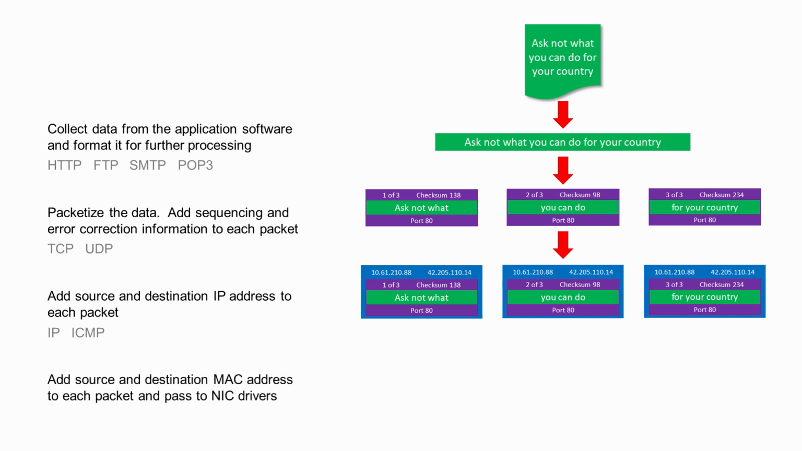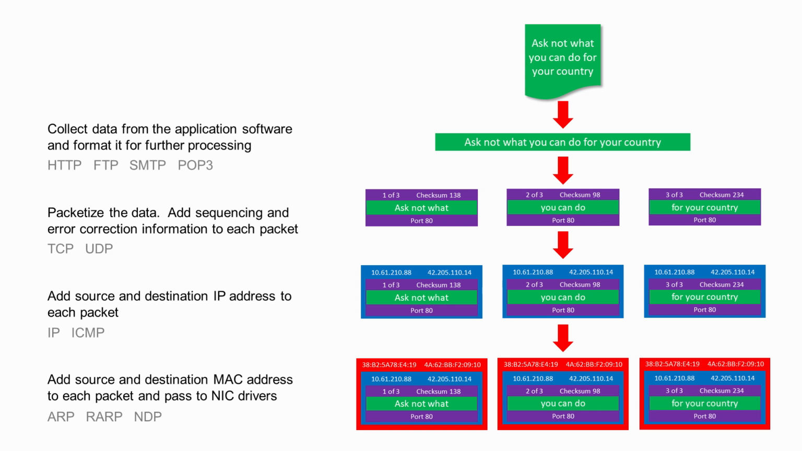Finally, the source and destination MAC addresses are added to each packet. MAC addresses are essential for Ethernet communication on a LAN segment. Each IP packet is now enclosed within an Ethernet frame. Think of this as a package inside a package. ARP is an example of a protocol that's important when performing this task. You'll hear more about ARP in a moment.